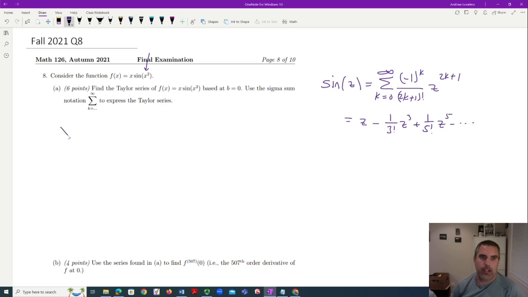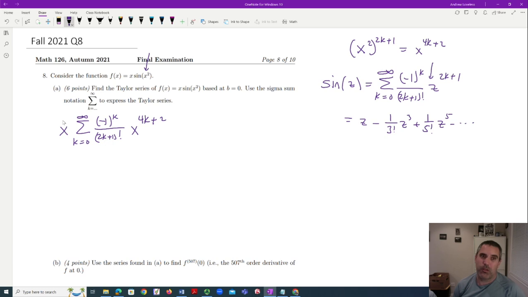So the answer should be x, there's an x on the outside, times the sum from k equals 0 to infinity. And all we're doing is putting an x squared here. And I strongly encourage you to simplify that. You really want to. So the first thing I would write is x to the 4k plus 2. Everything else stays the same. So this is negative 1 to the k, this is 2k plus 1 factorial, and this is x to the 4k plus 2.